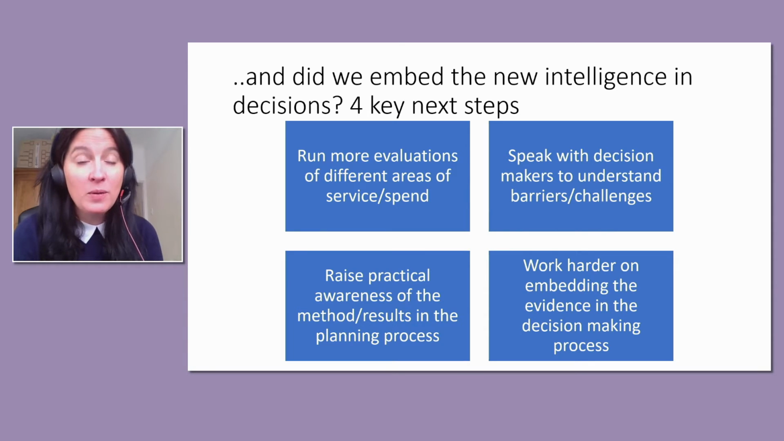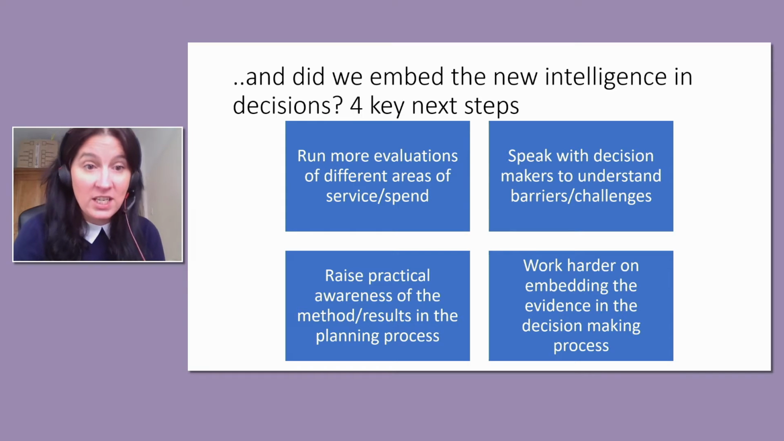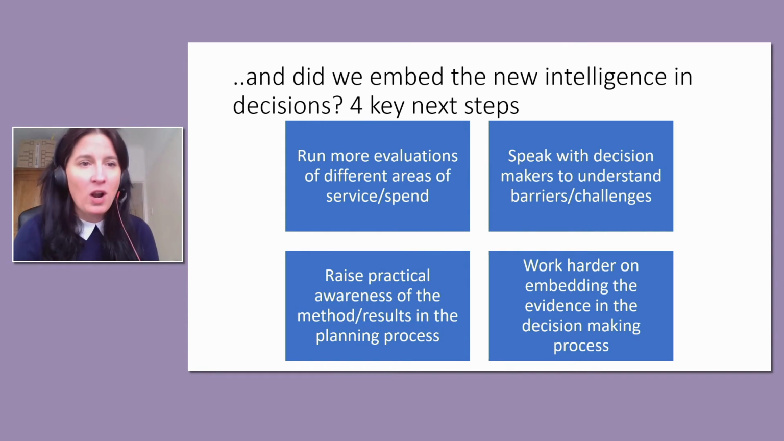We've got the tool now, and obviously there was a lot of development work that went into that, but there are some key areas that we now need to work on. One is that we need to run more evaluations of different areas of service and spend. Every year we make decisions about which services we roll over, so some of those decisions need to inform which areas we need to evaluate. So we've got a list. Some of it's been put on hold because of coronavirus. It's affected everybody's BAU, hasn't it? But we do have a list, a waiting list, should we say?